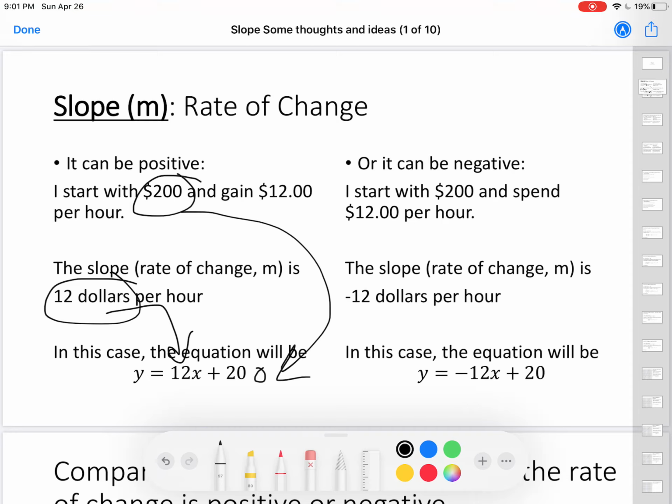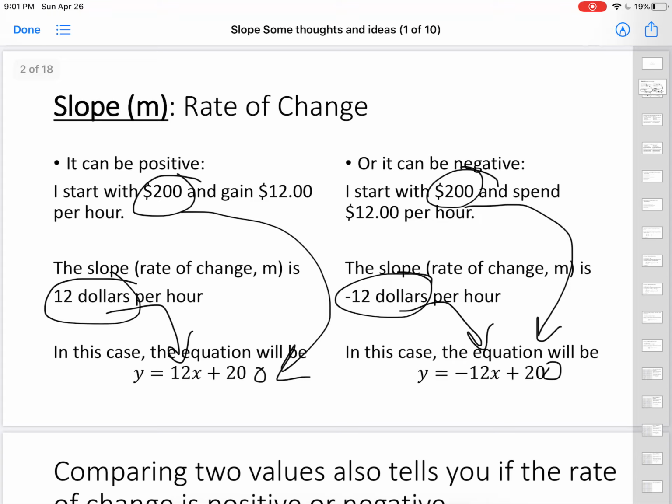Okay, or it could be negative. If I start with $200 and I spend $12 per hour, that's not going to make my amount of money go up. That's going to make my amount of money go down. In this case, the slope, called the rate of change, or m, is negative $12 per hour. In this case, y is going to be negative 12x plus the same 200. 200 is still positive because I still have that amount of money. It's not money that is going away or coming to me. It is a positive amount. It's not an amount that I owe.